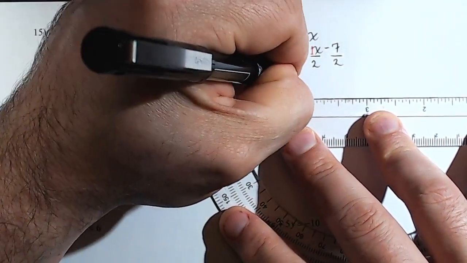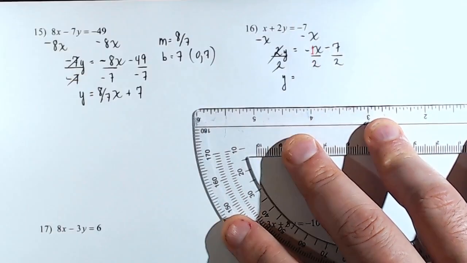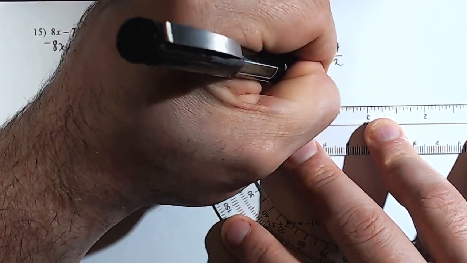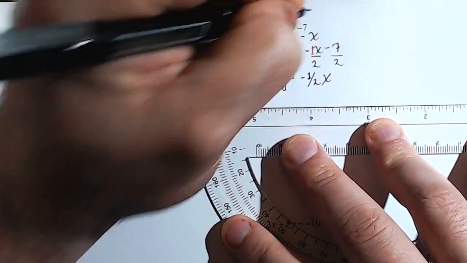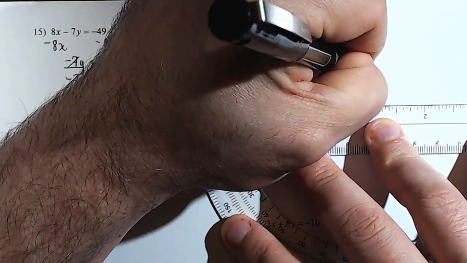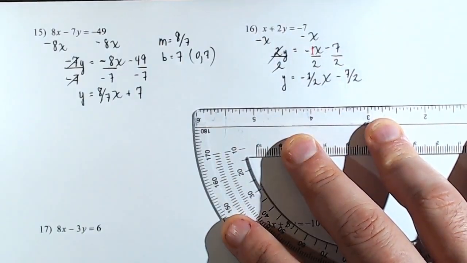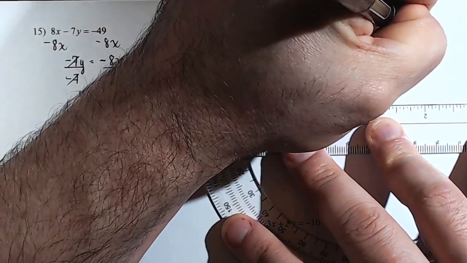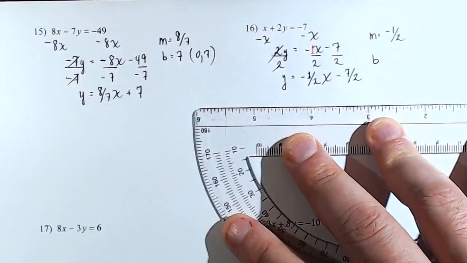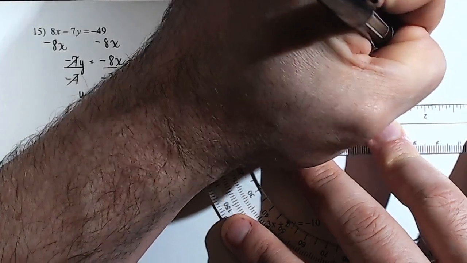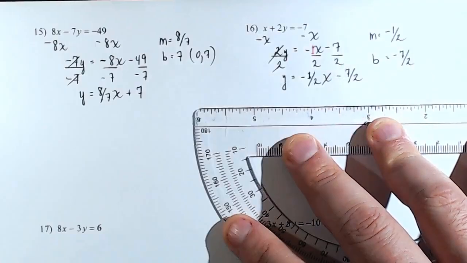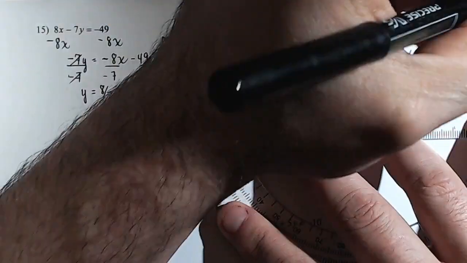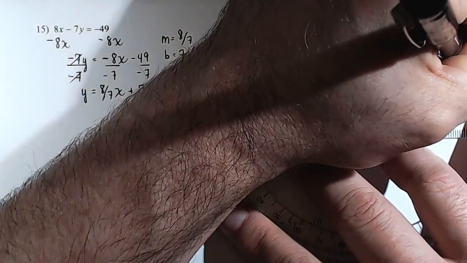Cancel, cancel. Now you've got y equals negative 1/2 x minus 7 over 2. So m equals negative 1/2 and b equals negative 7 over 2. That should be like negative 3.5. So you can plot that as (0, negative 7 over 2).